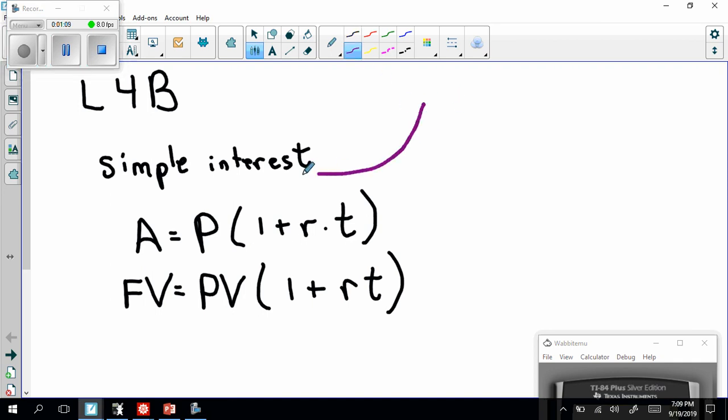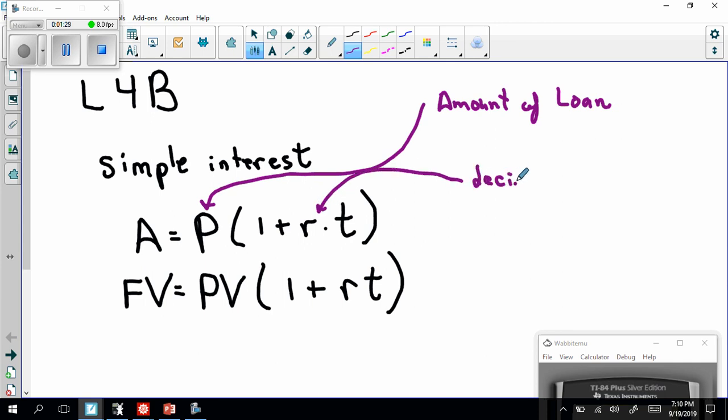Now, simple interest is, let's say it's a loan. It's A equals P(1 plus RT), where P is the principal or the amount of loan. Let's say it's $1,000, and the rate is the decimal rate, like an annual percentage rate. This is called the simple interest formula, like you can borrow money from mom and dad, that type of thing.